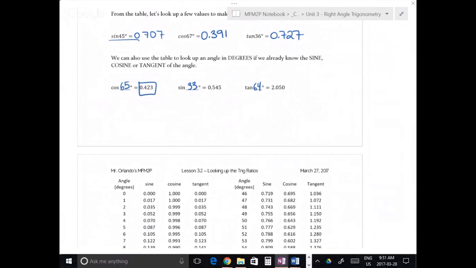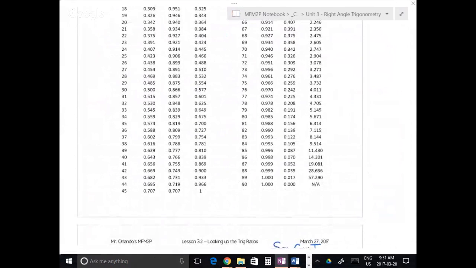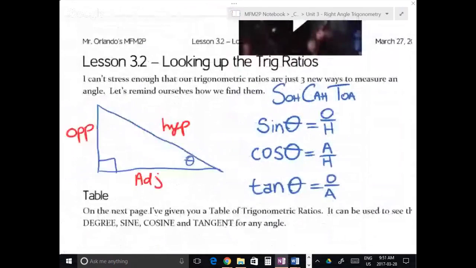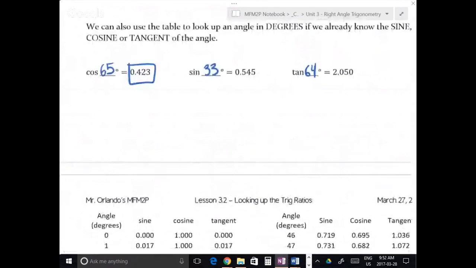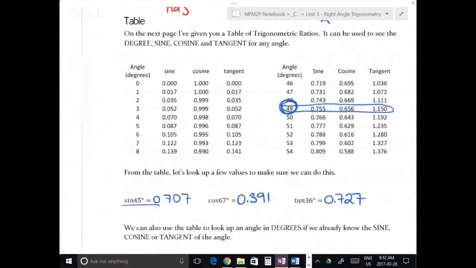Okay, Michael, you'll lead yesterday's note, please. Yeah, so it's this one here, looking up trig ratios. As we discussed yesterday, we've been talking about the fact that up till now you've always measured angles in degrees, which is just a whole circle cut into 360 parts. But now we have 3 new ways to look at an angle. What are those 3 ways? Cosine, tangent, and sine. Very good.